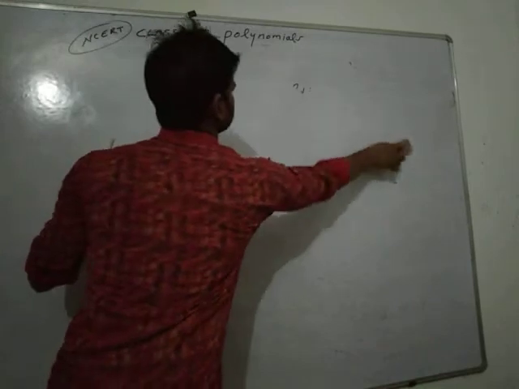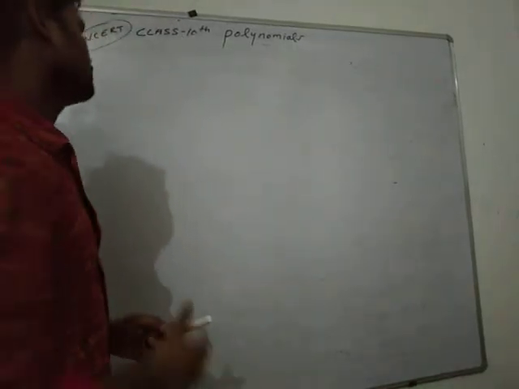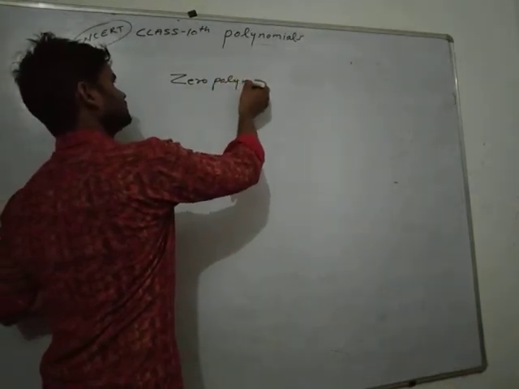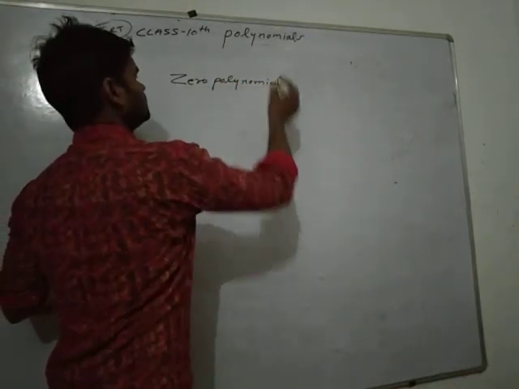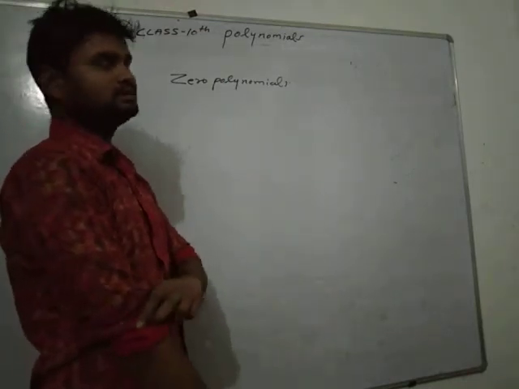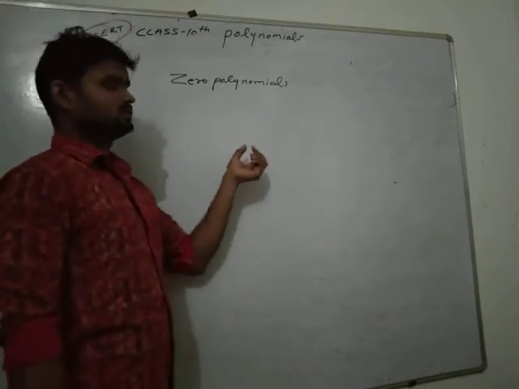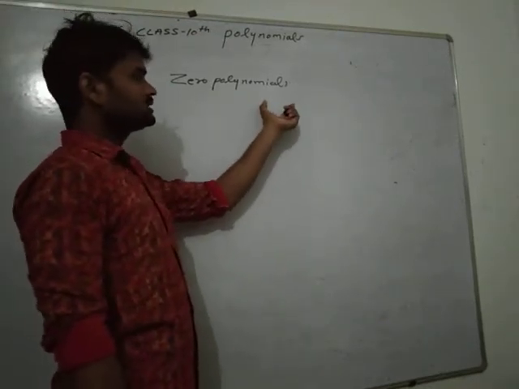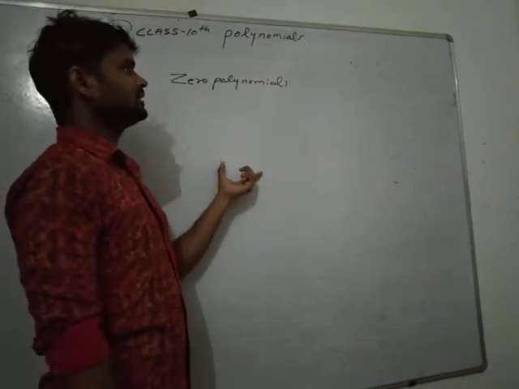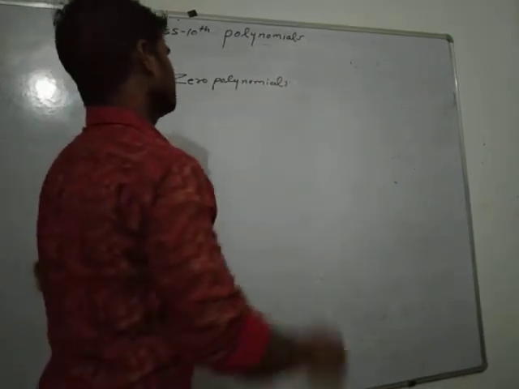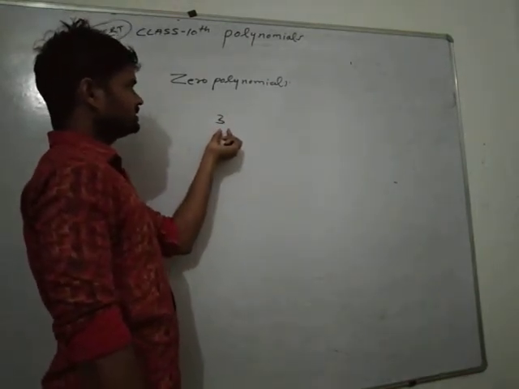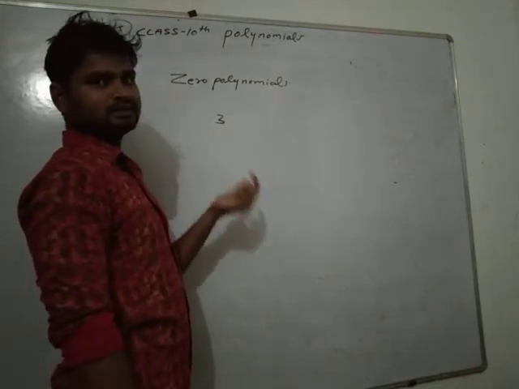Next, zero polynomial. Zero polynomials are those which have the maximum power of x as 0. This means any constant value is a zero polynomial. For example, 3. This is a zero polynomial because here the maximum power of x is 0.